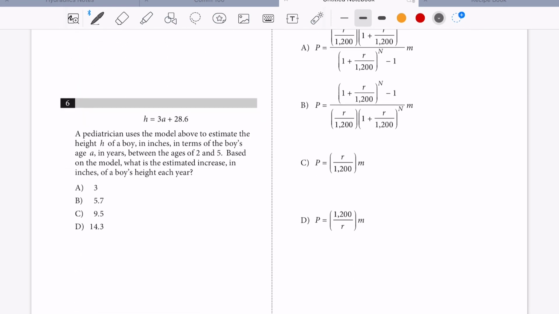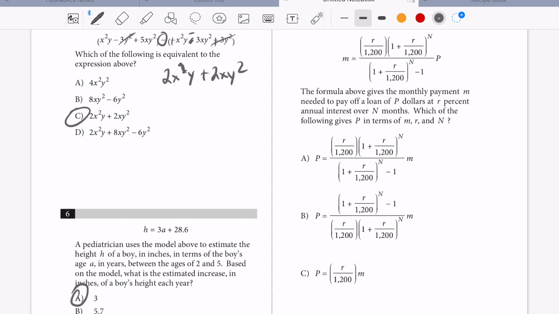A pediatrician uses the model above to estimate the length h of a boy, in inches, in terms of the boy's age A, in years, between the ages of 2 and 5. Based on the model, what is the estimated increase in inches of a boy's height each year? Well, we're starting at 28.6 inches at age 2, and then we're just going to add, for each year that he gets older, a value of 3, because for the first one we'll get 28.6 plus 6, and then 28.6 plus 9. Yeah, so it's going to be A, 3.